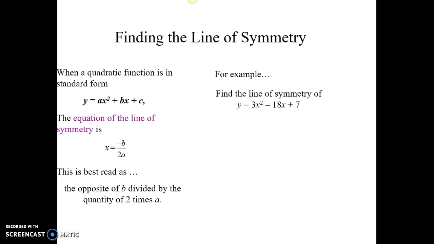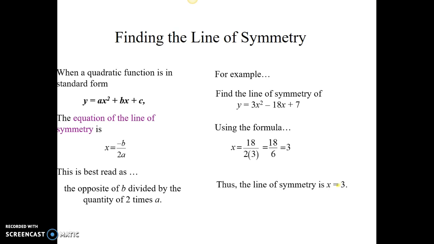For example, find the line of symmetry of y equals 3x squared minus 18x plus 7. Using the formula x equals negative b over 2a, I substitute the negative 18 in, which changes it to a positive 18. Then I substitute the 3 in for the a and simplify. So the equation for the line of symmetry is x equals 3.